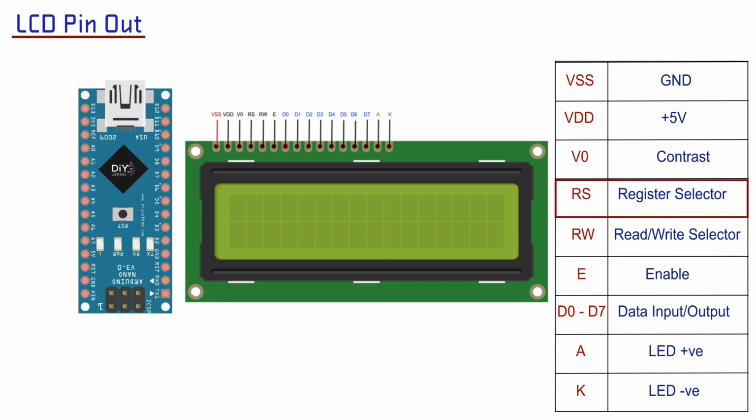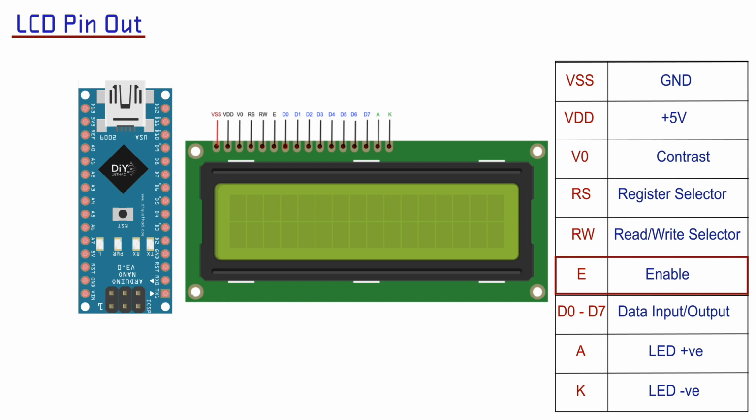The fourth pin is RS or register selector that controls where in the LCD's memory we are writing data to. The fifth pin is RW, which is used to select between reading and writing mode. When the pin is low means writing mode and high means reading mode.